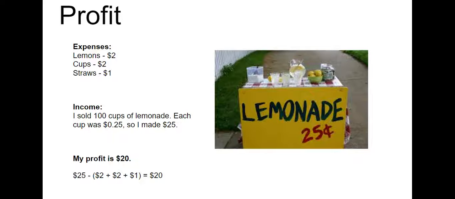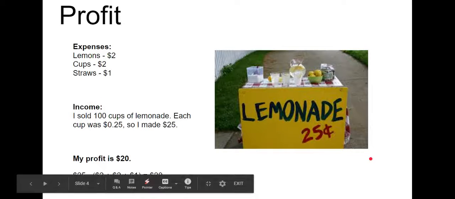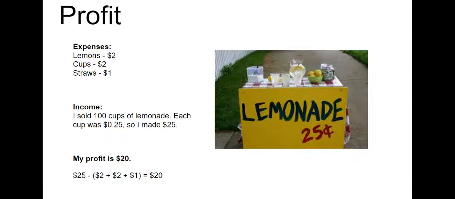Now, your true profit, how much you truly make, is expenses subtracted out of income. If you look down here, I actually spent $5, so I have to subtract that out. 25 minus 5 gives me 20. So technically, my profit is only $20. If I'm only spending $5, that's still a pretty good profit for a lemonade stand.